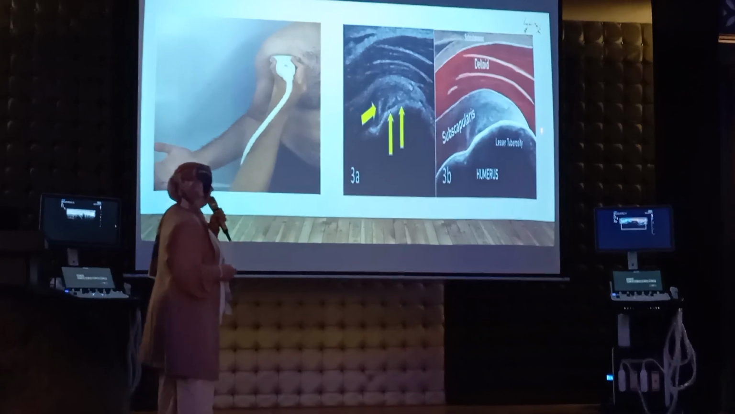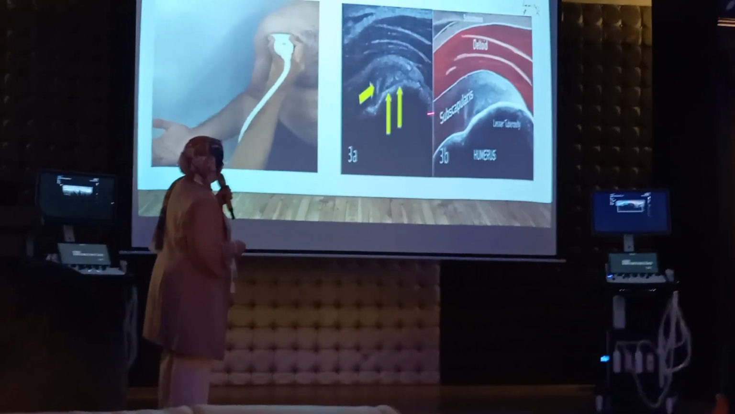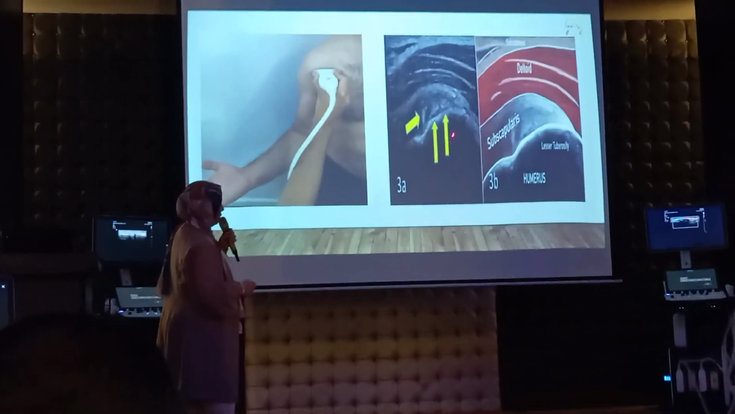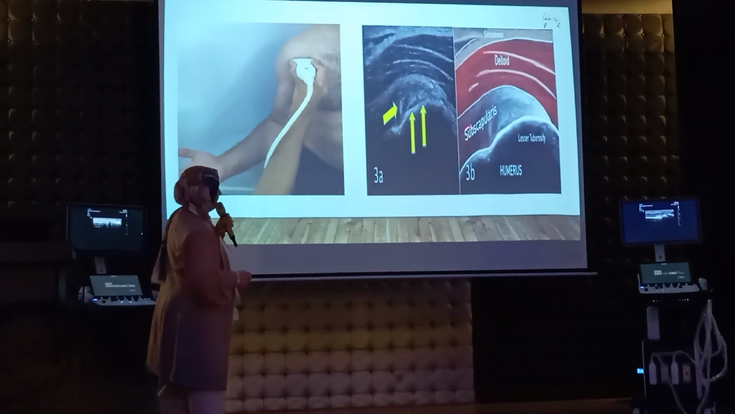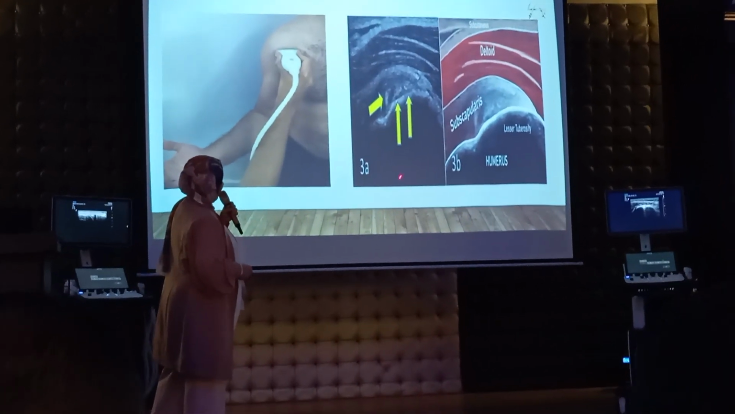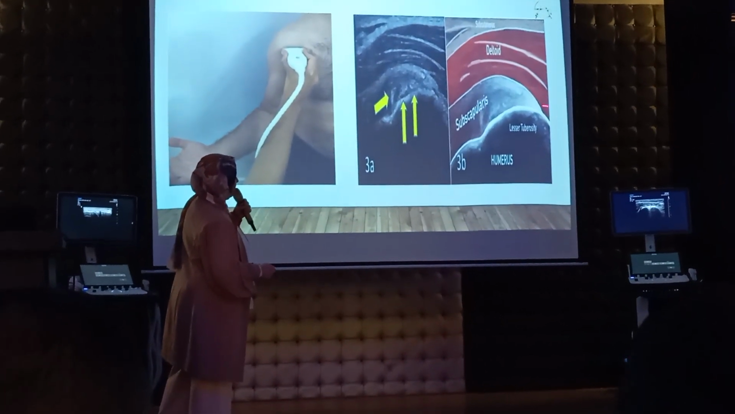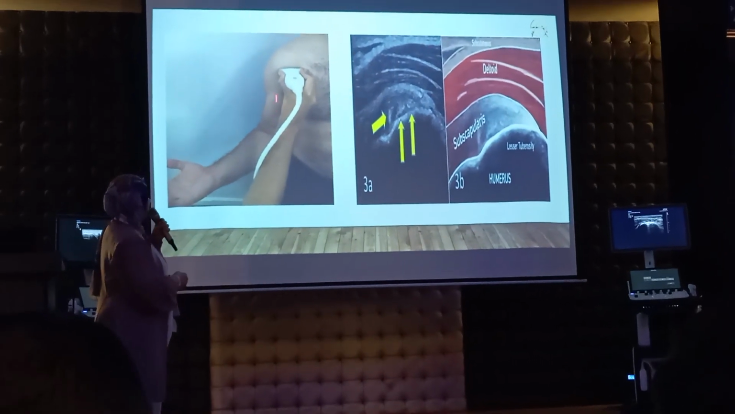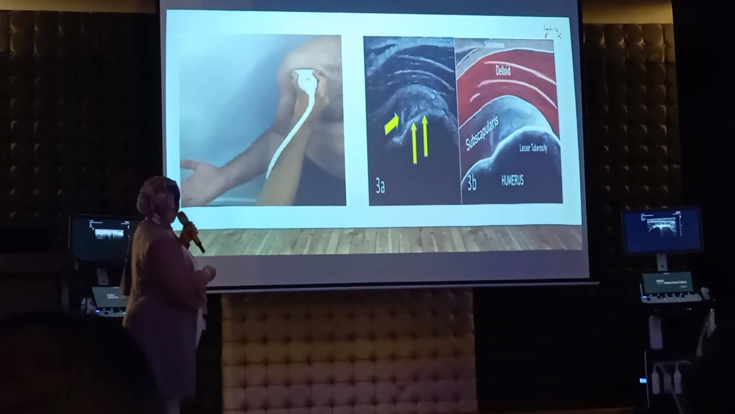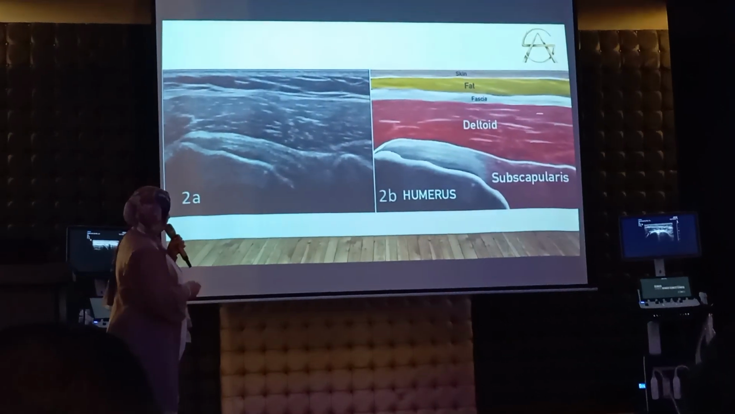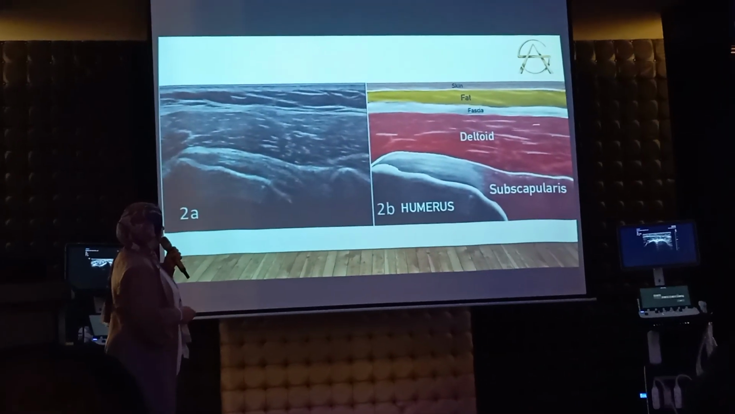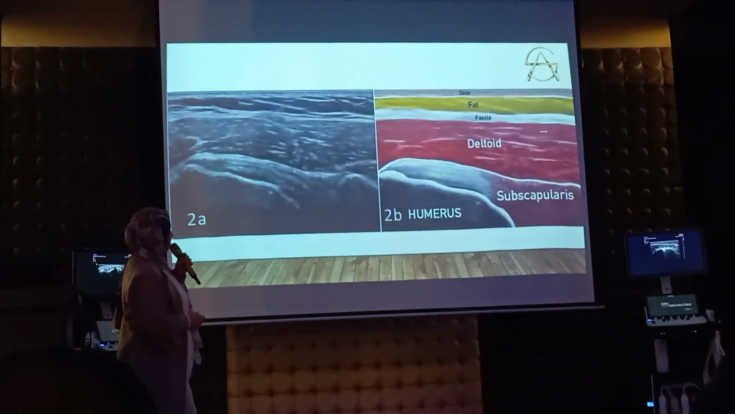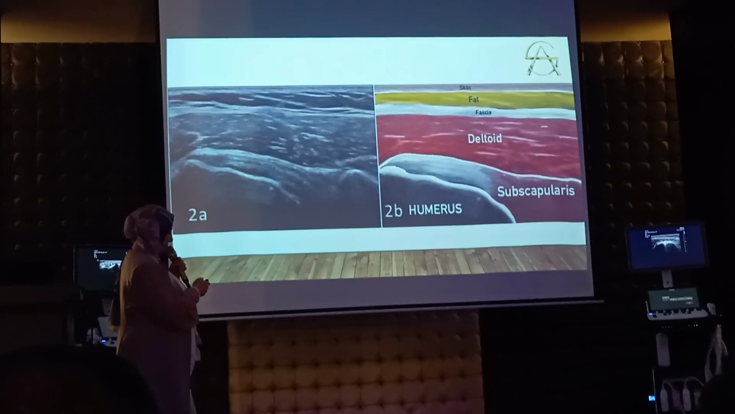So now, this is the lesser tubercle. From here the coracoid process should appear. The subscapularis muscle comes from under the coracoid to get inserted into the lesser tuberosity. And this is the movement for examination of the subscapularis muscle. This is deltoid, skin, fat, fascia, deltoid, and subscapularis muscle.